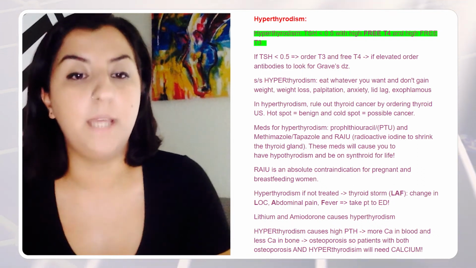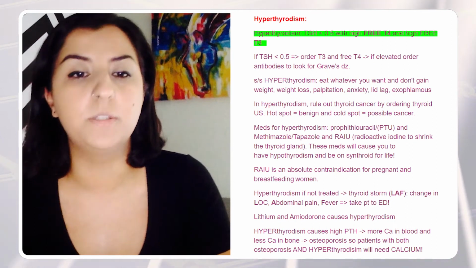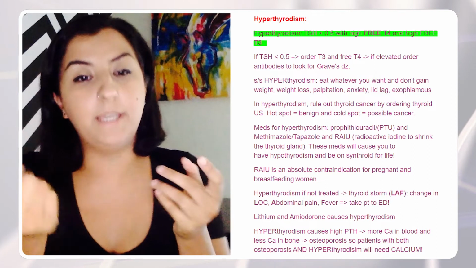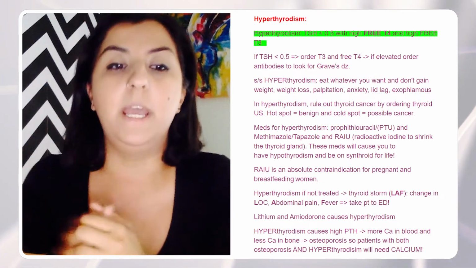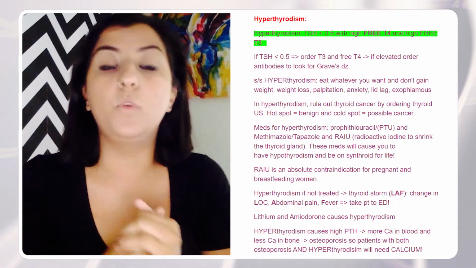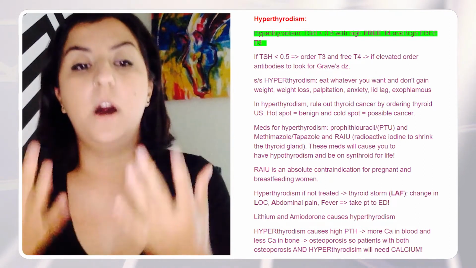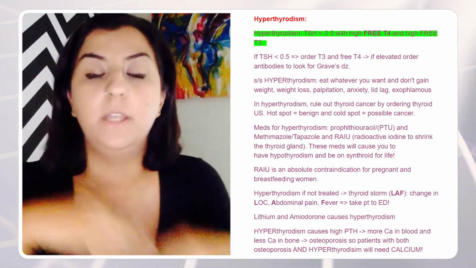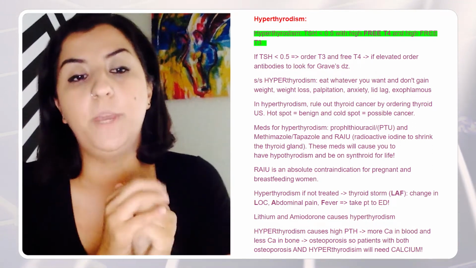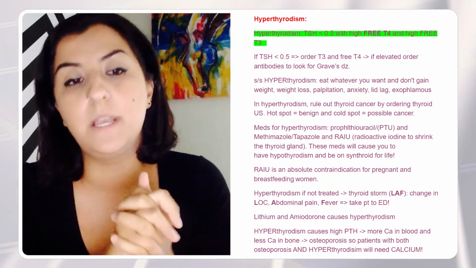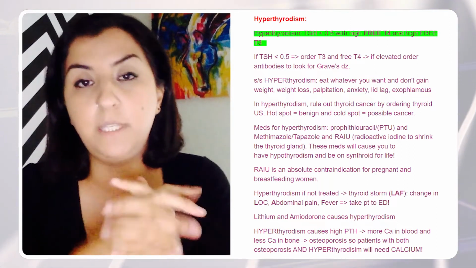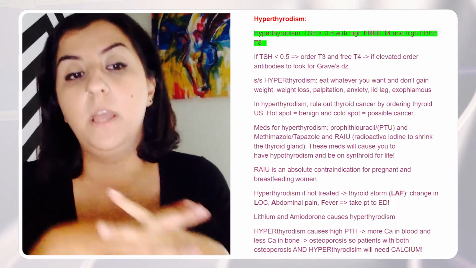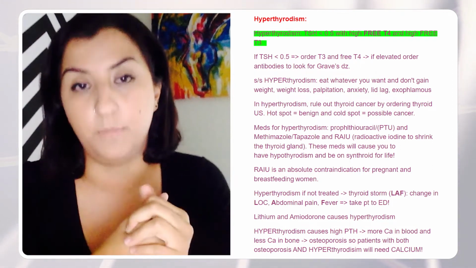Hyperthyroidism can cause high PTH, parathyroid hormone, which means what? What's PTH? What does that do to the calcium? High calcium means more calcium in the blood and less calcium in the bone, which puts the patient at high risk of osteoporosis, because when there's not enough calcium in your bone, that's your osteoporosis right there. So patients with both osteoporosis and hyperthyroidism will need calcium supplements, okay? So when you see your patients having hyperthyroidism and osteoporosis, put them on calcium supplements.